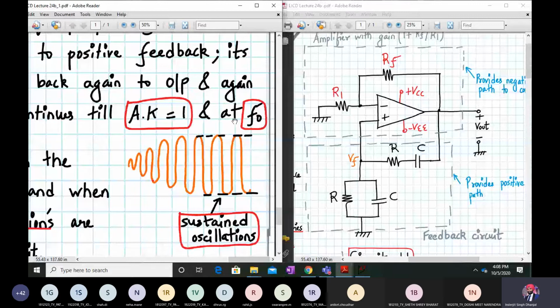And the circuit should achieve the frequency of 1000 hertz. Until both conditions are achieved, this amplitude will keep on building and it will saturate at one point.